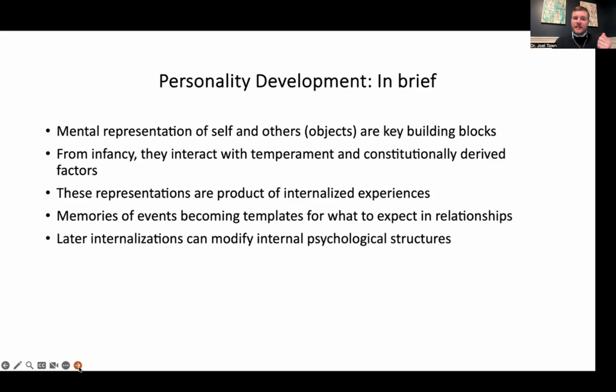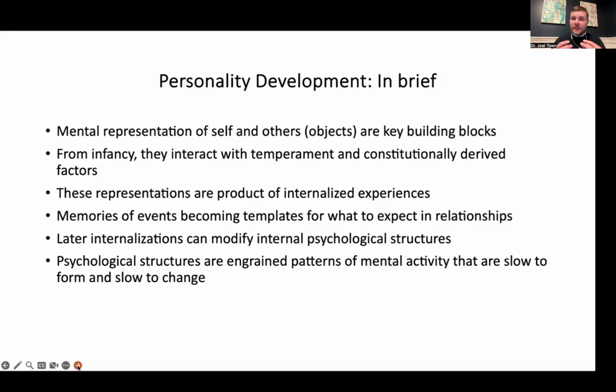But importantly, later internalizations, i.e., the messages we get from later relationships around how we should feel about ourselves and feel about other people, they can actually modify these internal structures which are laid down earlier in life. So that's critical. It means there's malleability in these structures. But also theoretically, it's important to remember that these psychological structures are ingrained patterns which are slow to form, so they develop gradually over our life, and therefore they're also going to be slow to change.